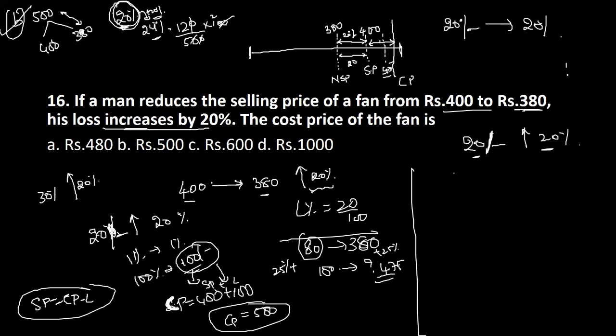Increment in the loss means what? Earlier if the loss was 100, now it has become 120%. Please understand. Earlier it was 100, now it has become 120. So earlier if it was 20, what does it become now with 120%? 24. Earlier if it was 40, what does it become with 120%? 48. This way it has increased in this way.